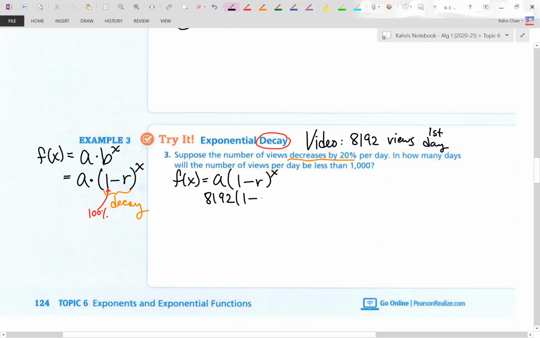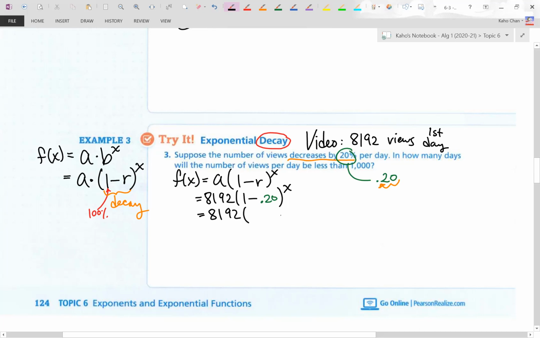Views are decreasing 20% per day. 20% must be converted into a decimal. That's 0.20 when you move it 2 spaces to the left. So my R value is 0.20, to a power of x. Inside there, 8,192.